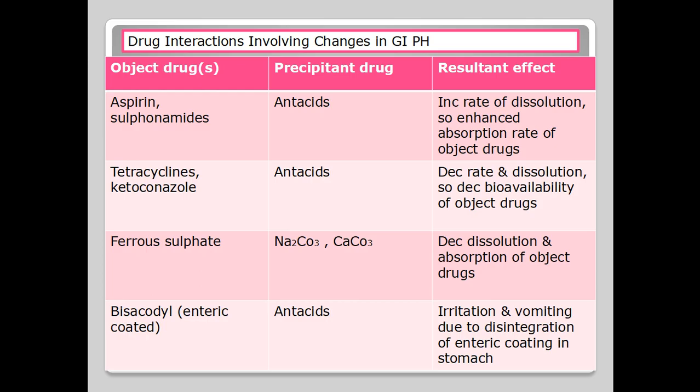Then drug interactions involving changes in GI pH. Object drugs aspirin and sulfonamides, precipitant drug antacids. The resultant effect is increased rate of dissolution, so enhanced absorption rate of the object drugs. So aspirin and sulfonamides absorption rate will be increased when given along with antacids.